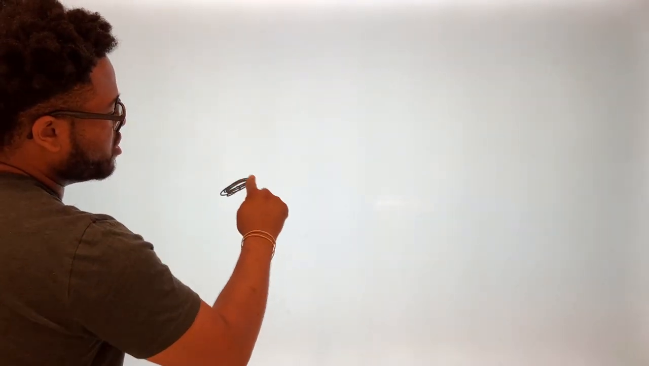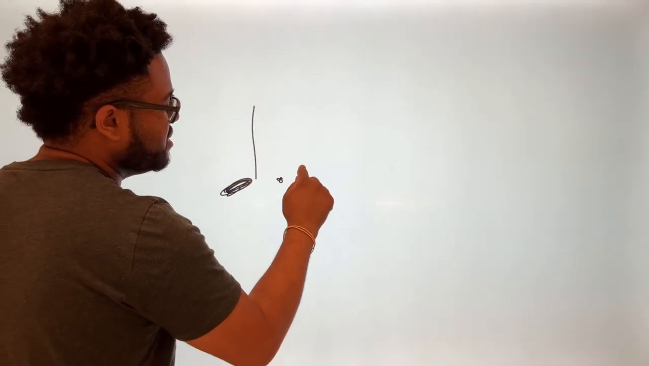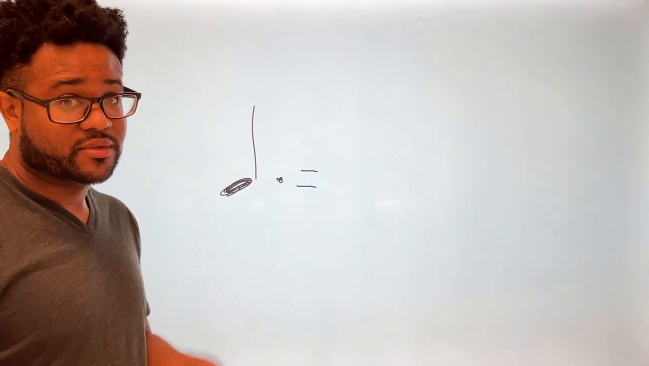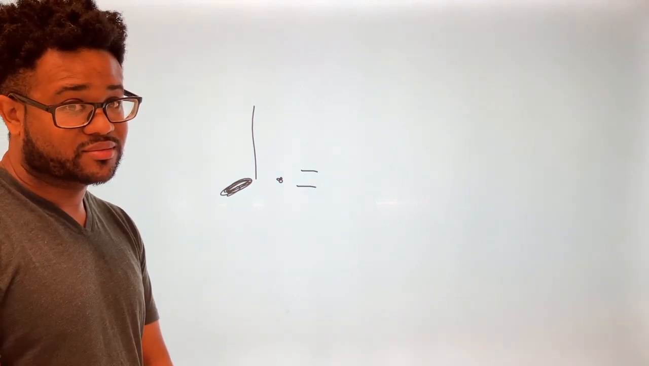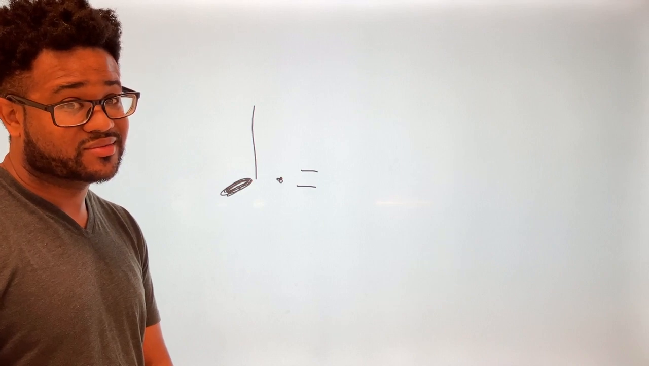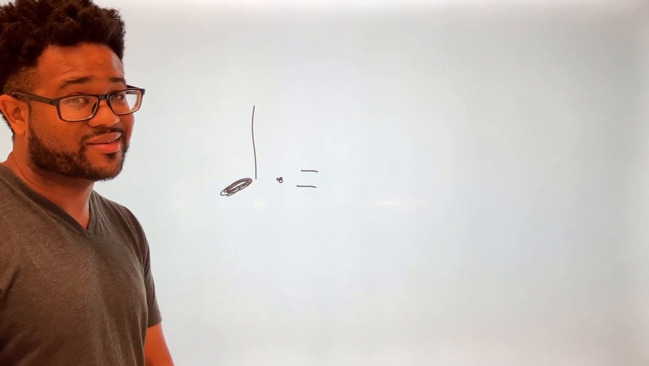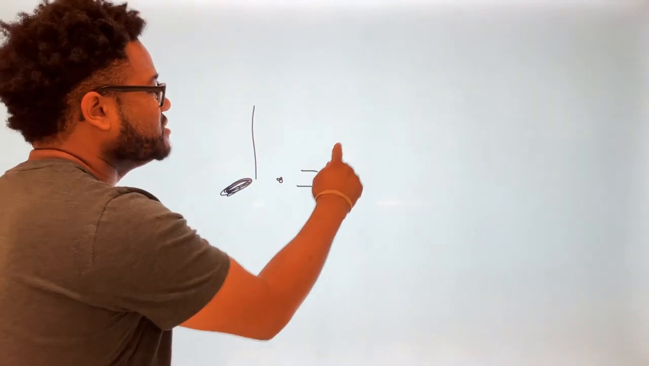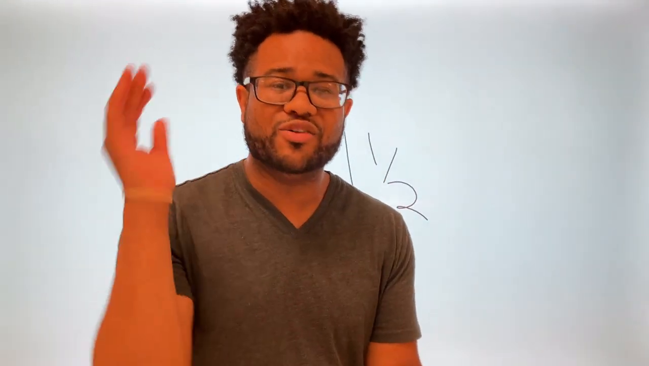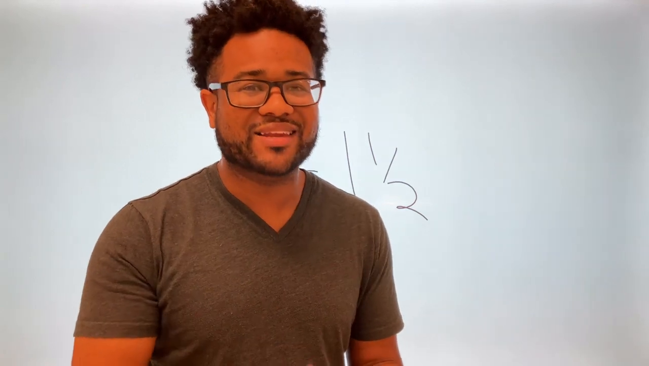Let's do it. Dotted quarter note, everybody. Think about it. How many beats does a quarter note get? The dot tells us we have to add half of that back to it. What do we get? If you said 1.5, you are exactly right.